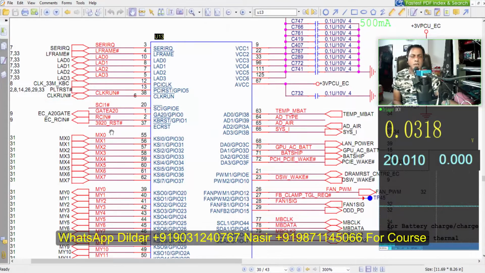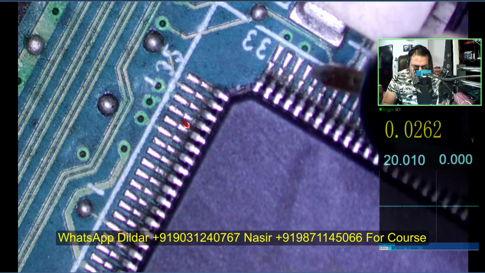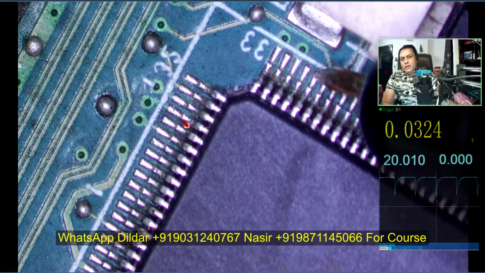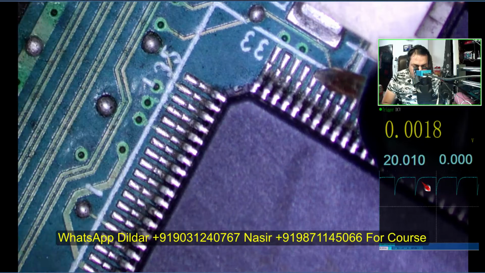Reset is nothing but a required pull-up voltage from the LDO, and it must be stable. There should not be any glitch. Pin number 37. 32 on this side, 33, 34, 35, 36, 37. See, now the same thing I'm going to check with the multimeter.